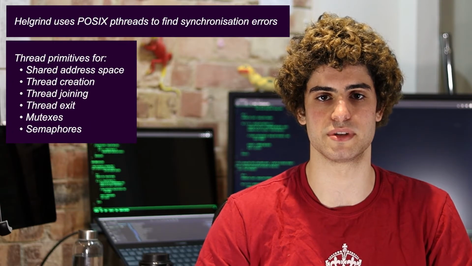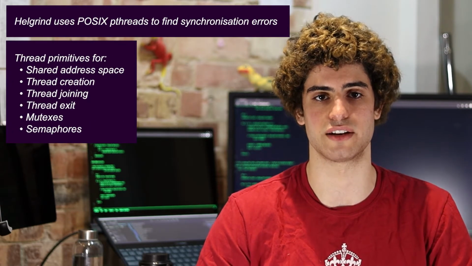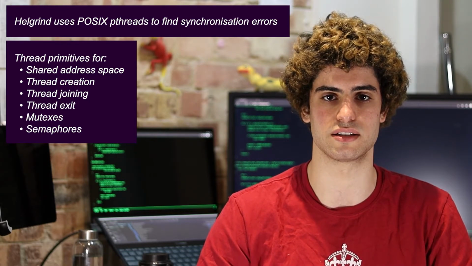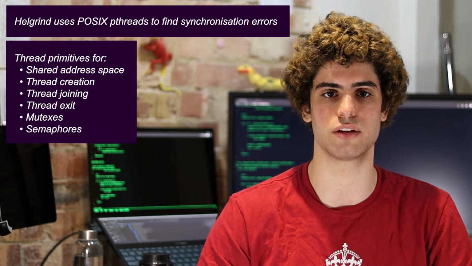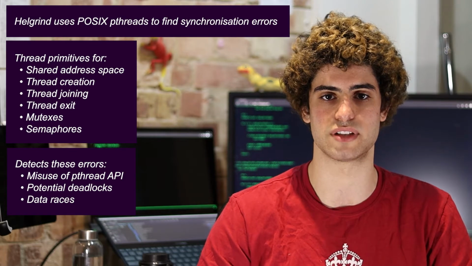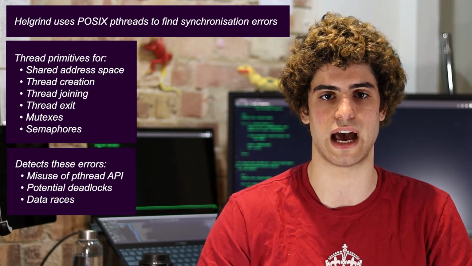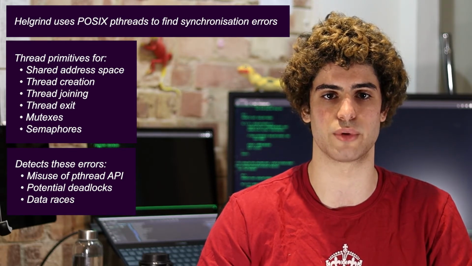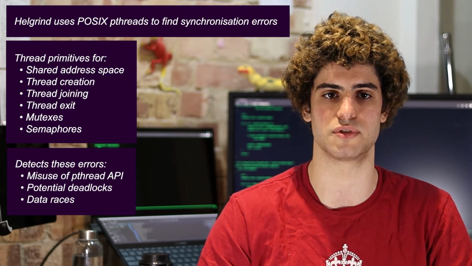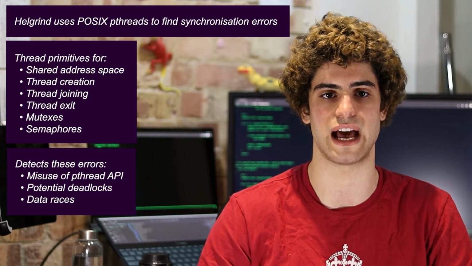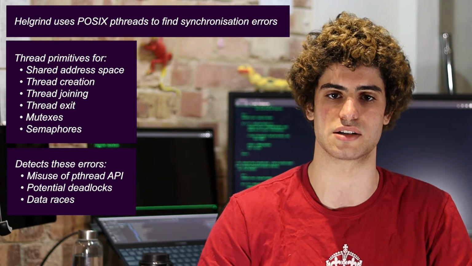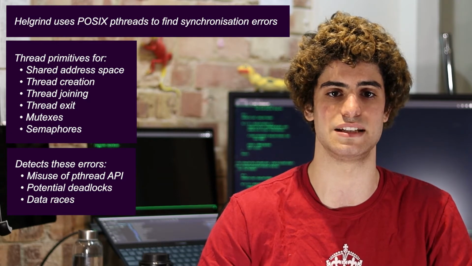Valgrind is a tool for finding synchronization errors in programs using POSIX pthreads, which is an API containing thread primitives that abstract concepts such as shared address space, thread creation, thread joining, thread exit, mutexes, semaphores, and more. Valgrind detects these 3 types of errors: misuse of POSIX pthreads API, potential deadlocks due to lock ordering problems, and data races, which is accessing memory without correct locking or synchronization. These kinds of problems can result in hard to reproduce timing-dependent crashes, deadlocks, and other issues that are hard to find.